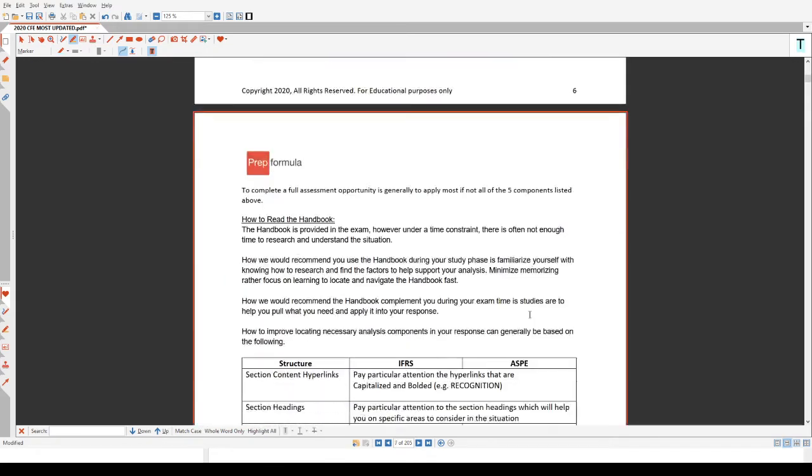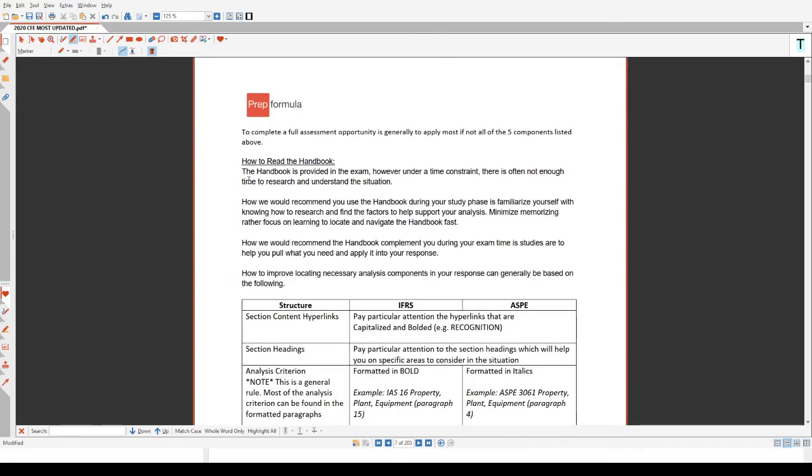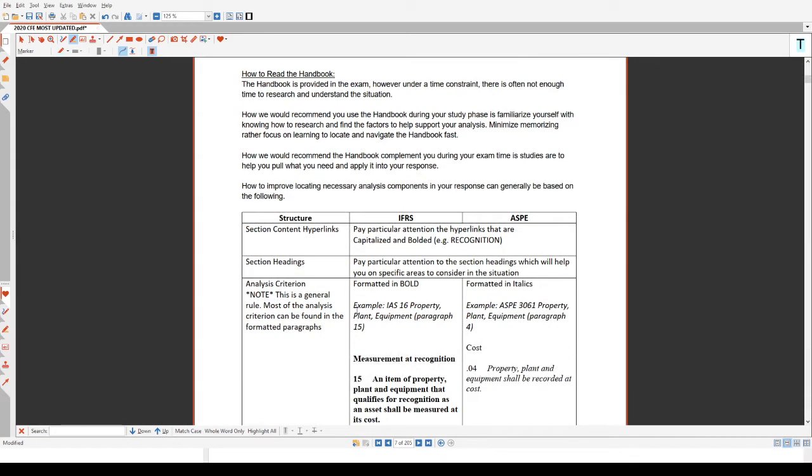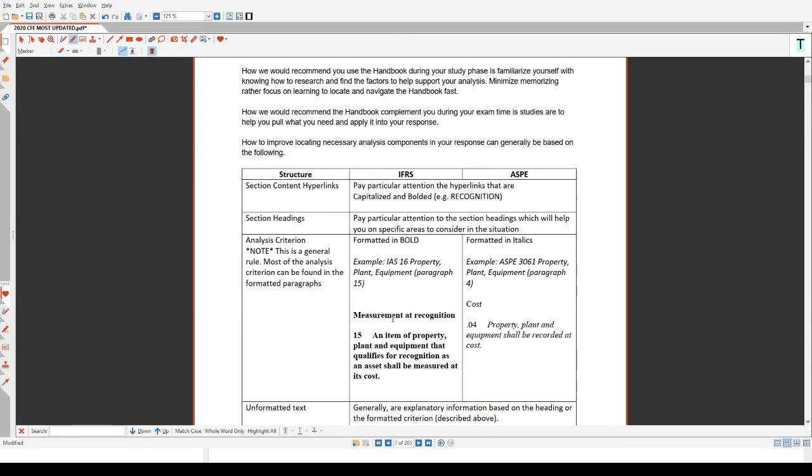Also, it talks about how to read the handbook and the important sections you have to take, rather than reading it from front to back. And specifically for IFRS, what are some of the key criteria you want to pull for your analysis? This is what I'm going to highlight here. It's not always the case, but it's a good general rule, so I want to show you an example of that.